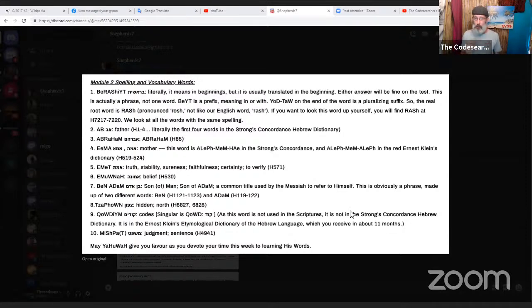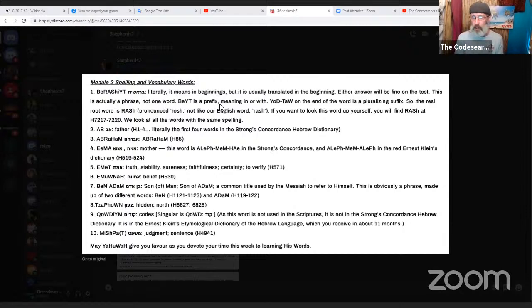All right, so very first word, Bereshit. Bereshit is spelled starting from the right to the left: Bet, Resh, Aleph, Shin, Yod, Tav. It means in the beginning. Usually translated in the beginning. Either answer will be fine. This is actually a phrase, not a word.